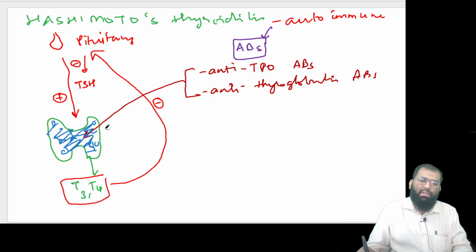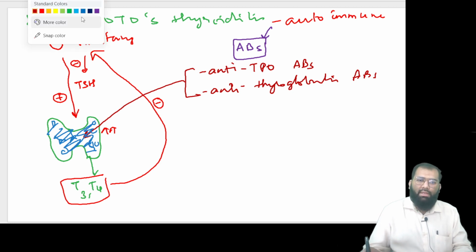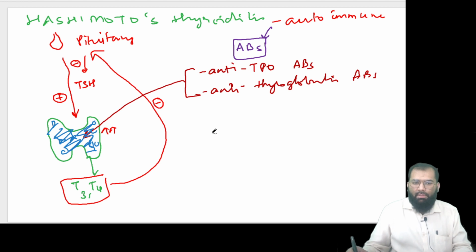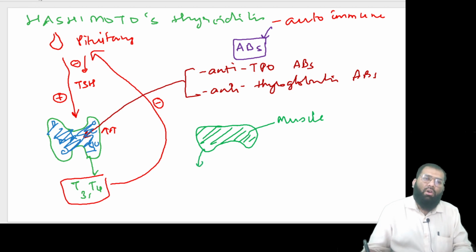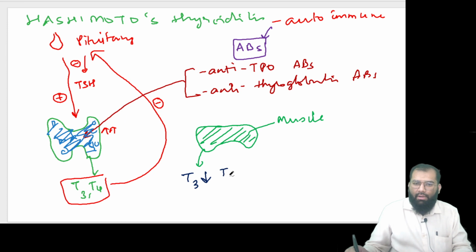there will be, so initially there will be increased inflammation, increased vascularity in the gland, but later on जब सब कुछ डैमेज हो जाएगा, then the entire gland will be replaced by all fibrous tissue, and this would just look like muscle. This would just look like a muscle. And so what will happen, this gland will not do the function of the thyroid gland. As a result, T3 will not be there, so T3 will go down. T4 will not be there, so T4 will also go down.